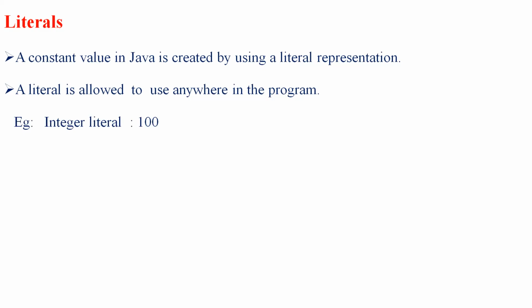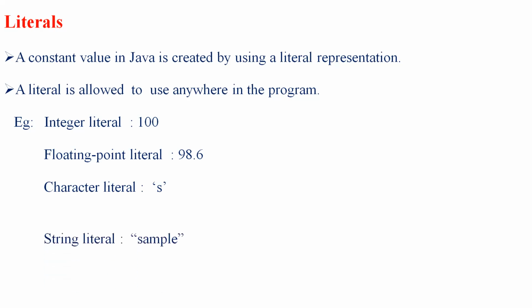So here we have a representation of an integer literal. It is representing a constant value for an integer by giving a value called 100. This is about a floating point literal with 98.6, and character literals which are encoded with single quotes, that is 'y'. Next we have string literals, which are a sequence of letters. So this is about the literal lexical elements.